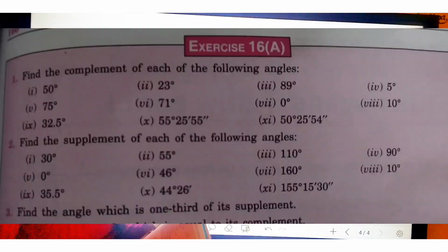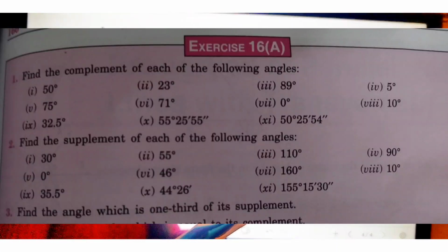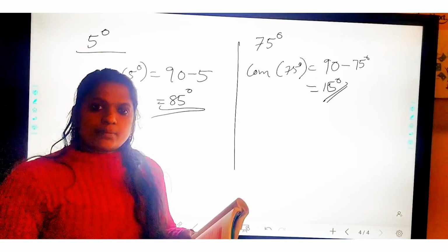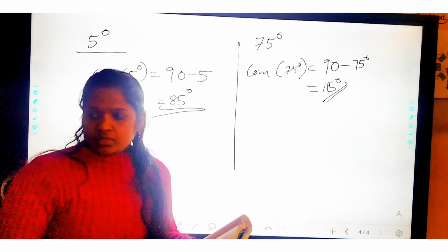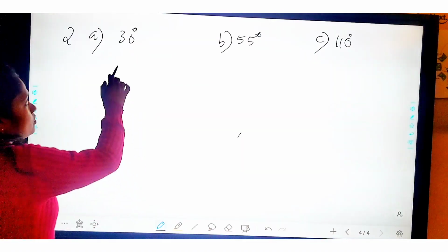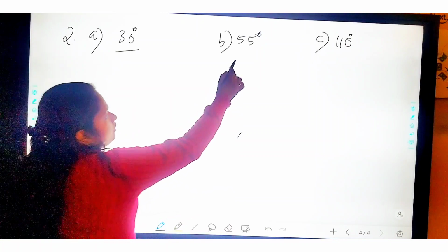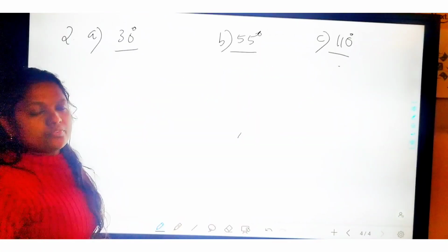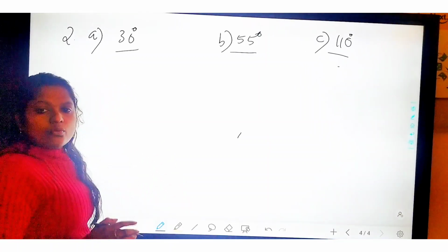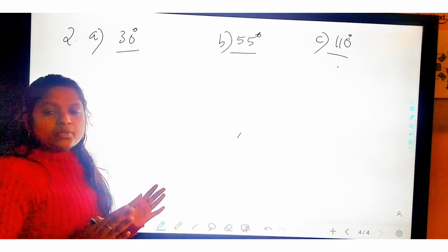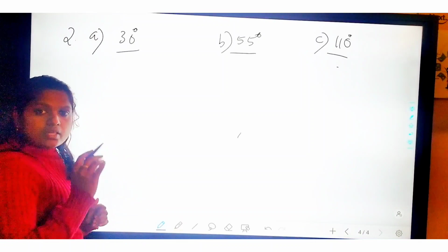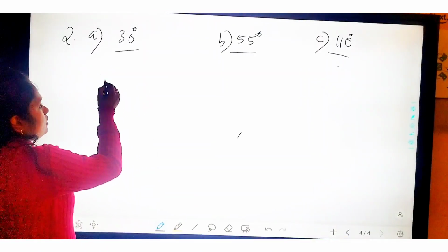Then the second question: find the supplement of each of the following angles. Some angles are given. We need to find the supplementary of each. The first ones are 30 degrees, 55 degrees and 100. We need to find the supplement of these angles. So what do we mean by supplement? The sum of the measures of two angles is 180 degrees. So we need to subtract each angle from 180 degrees, then we will get the supplement of each angle.